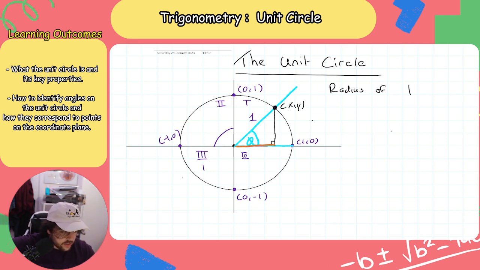Well, I know from coordinate geometry that this point here is going to be Y above the x-axis. So the length of this side is going to be Y. And I know this line here is going to be X units away from the Y-axis. So this side of my right angle triangle is going to be X.